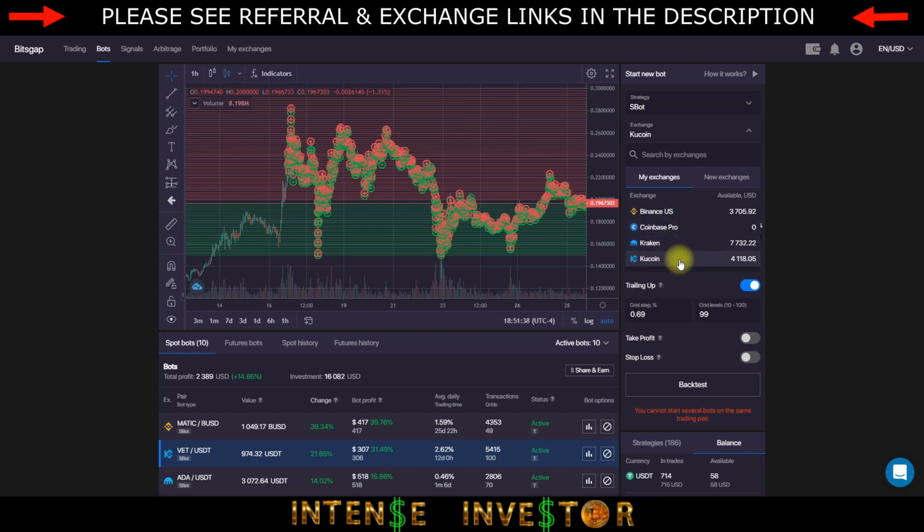KUCOIN's pretty good. They got 2FA just like BINANCE US. They also got a trading password which helps to be able to withdraw anything. KUCOIN's got a really good selection of coins.